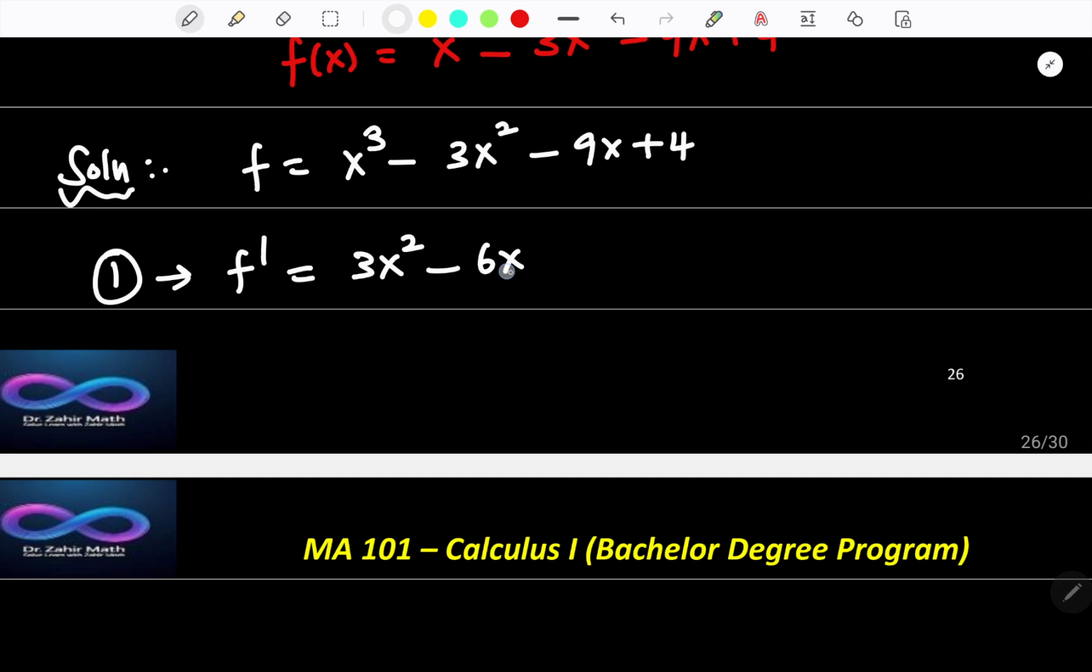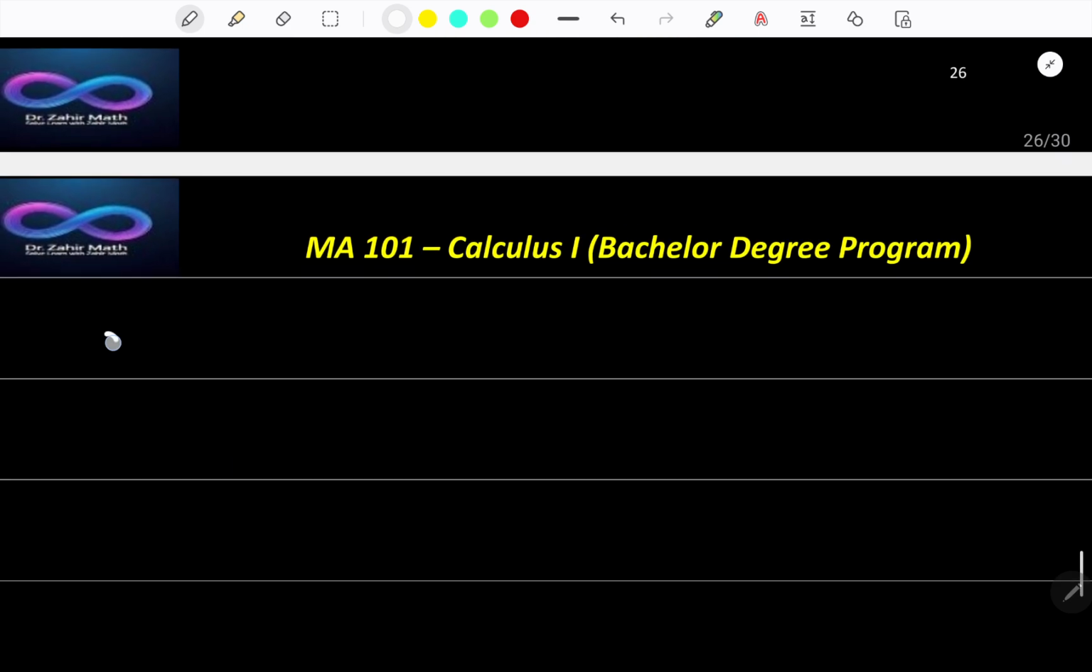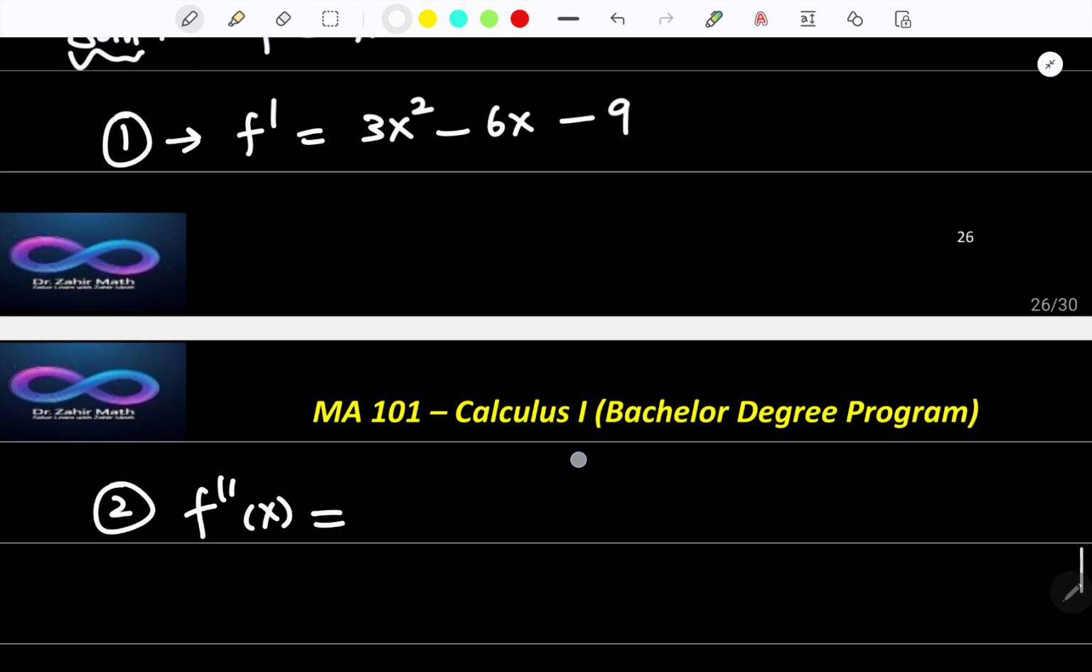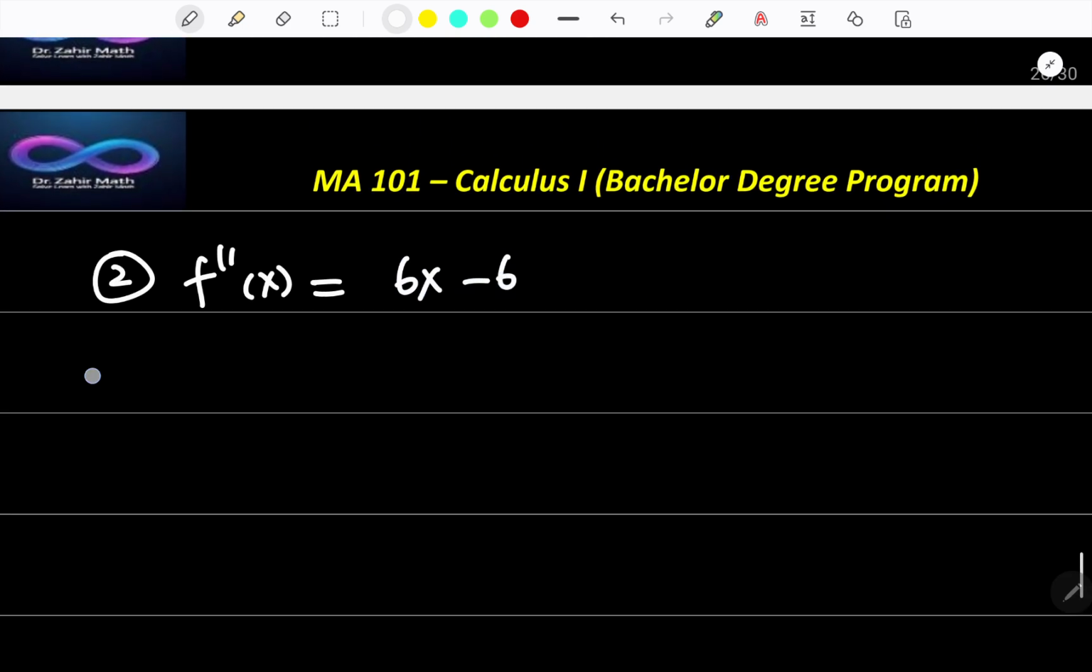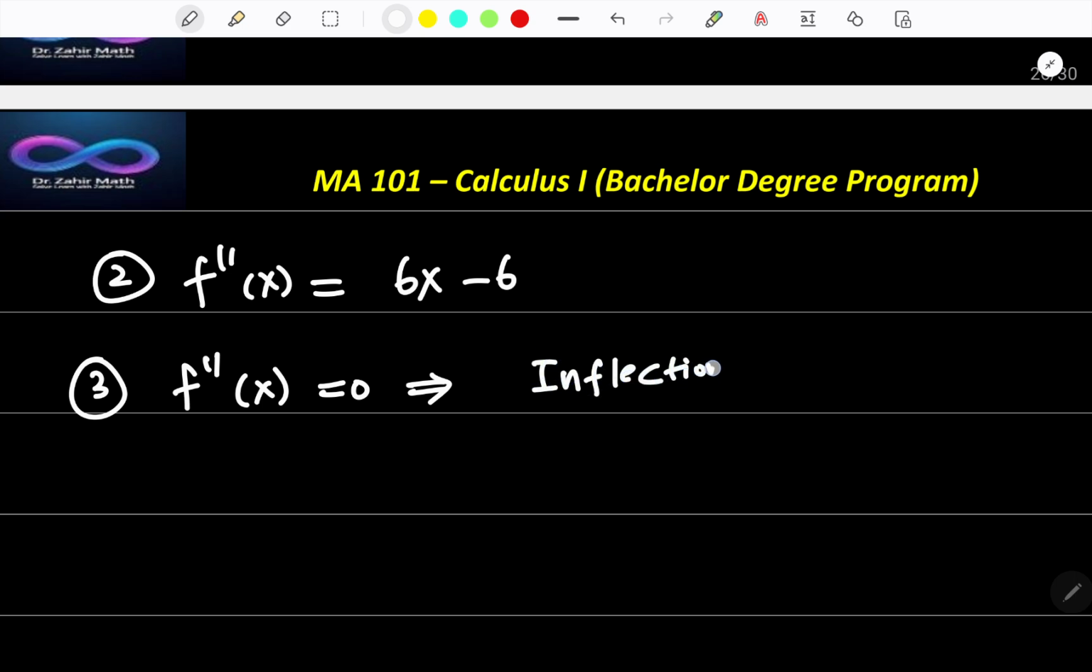3x square minus 6x minus 9. And step number 2 is f double dash of x, which is 6x minus 6. And step number 3 is f double dash of x equal to 0, which is called inflection points. Okay, everybody? Right.